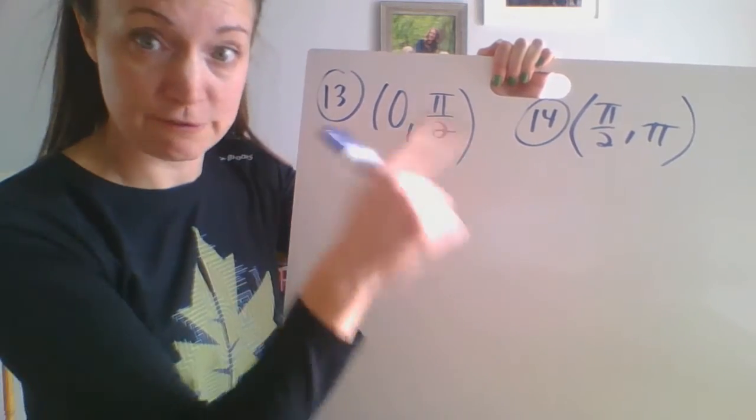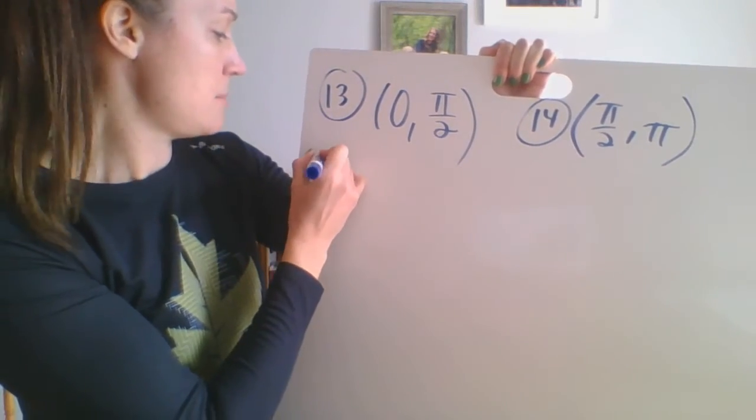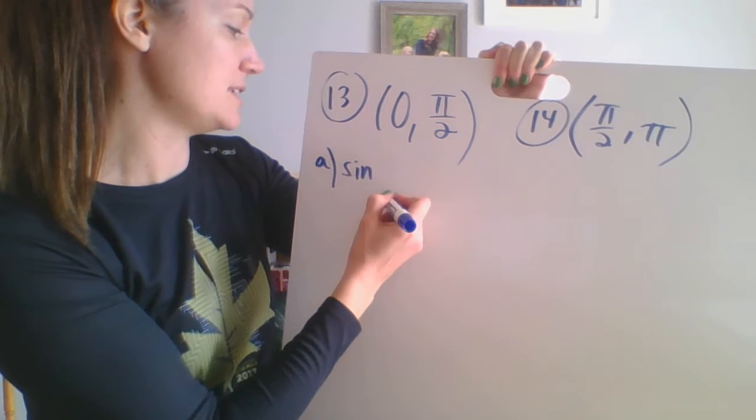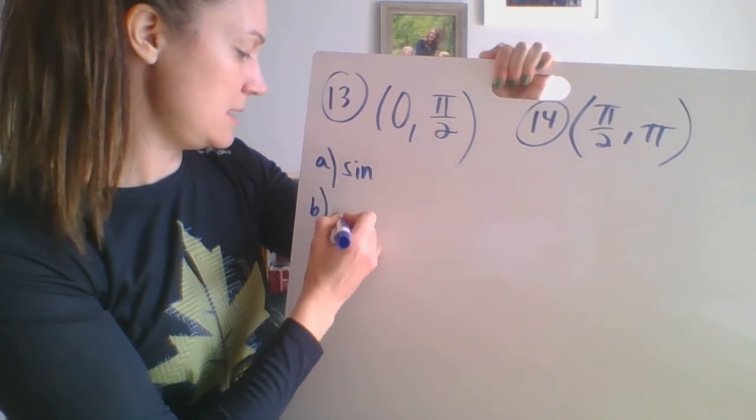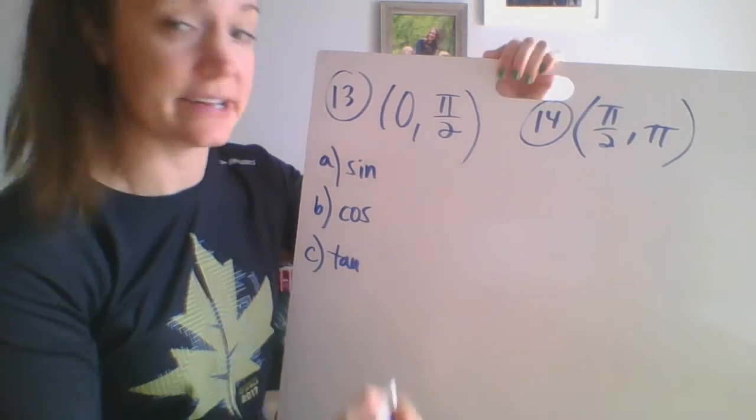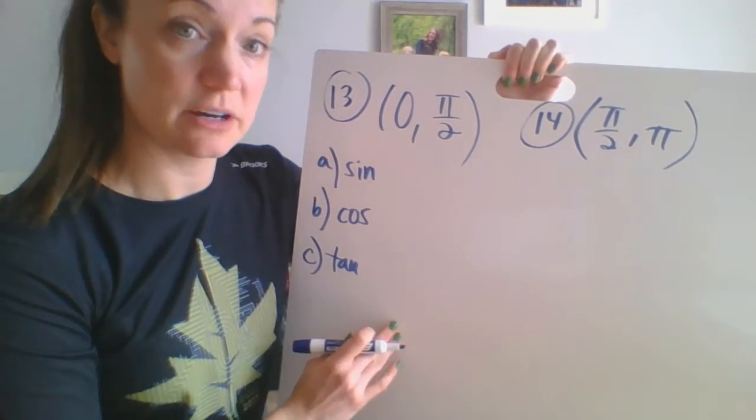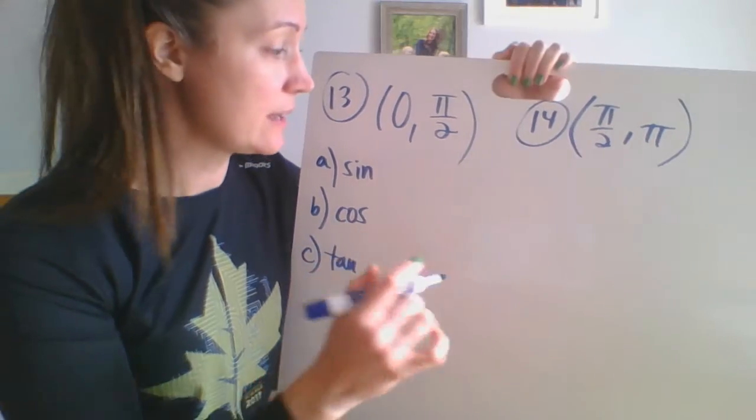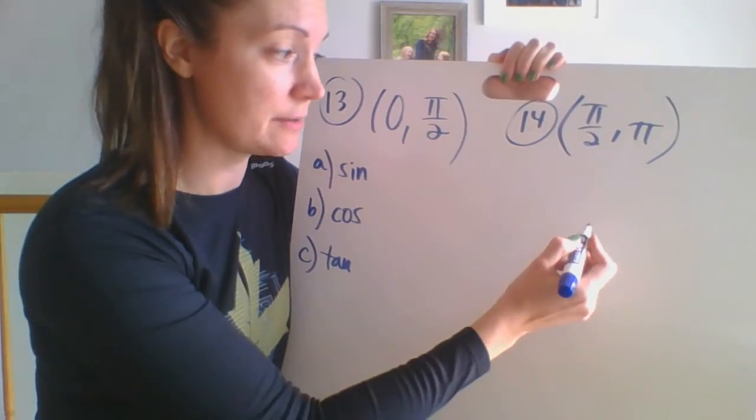For all four of them, 13 through 16, part A is asking what will the sine be? Part B is asking what will the cosine be? And part C is asking what is the tangent? All that I want for an answer here is a positive or a negative number. Okay, so what we need to do is we need to think about our unit circle.